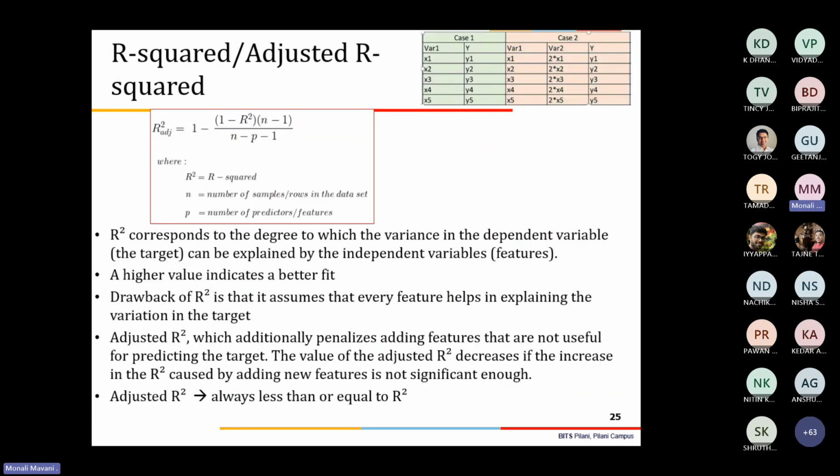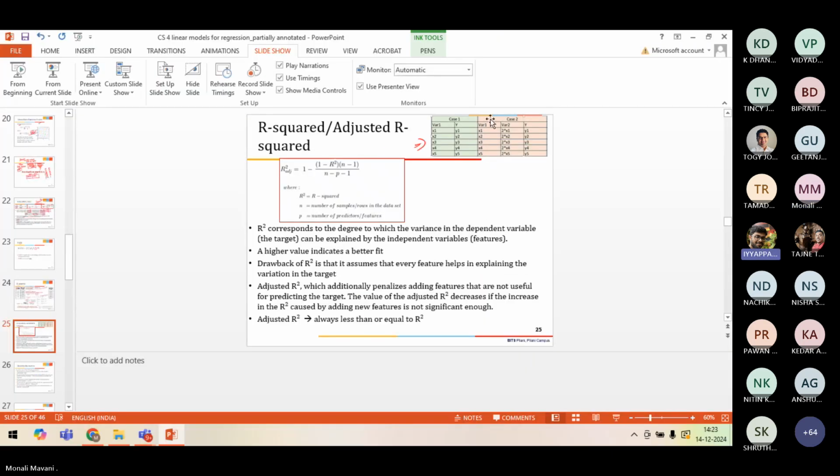Now, again, R-square has some drawback. Take this example here on the right-hand side. Okay, one minute. I'll just take that down.